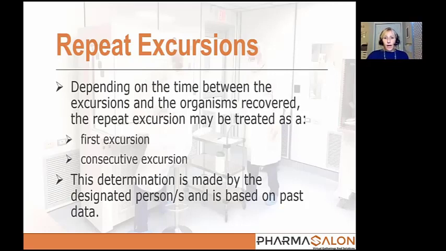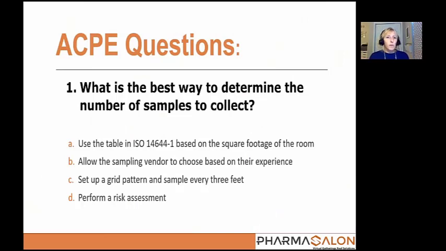So as far as looking at some of the questions related to this, what is the best way to determine the number of samples to collect? A, use the table in ISO 14644-1 based on the square footage of the room. B, allow the sampling vendor to choose based on their experience. C, set up a grid pattern and sample every 3 feet, or D, perform a risk assessment.